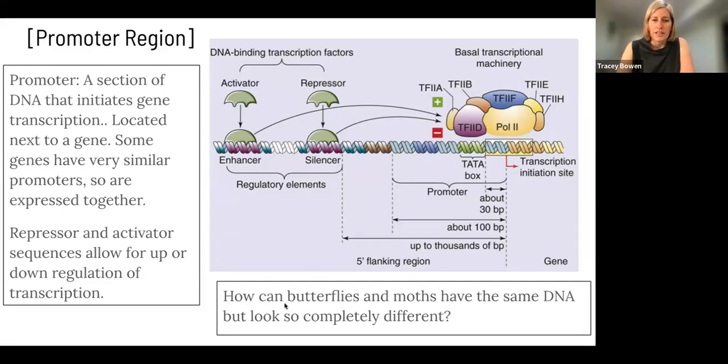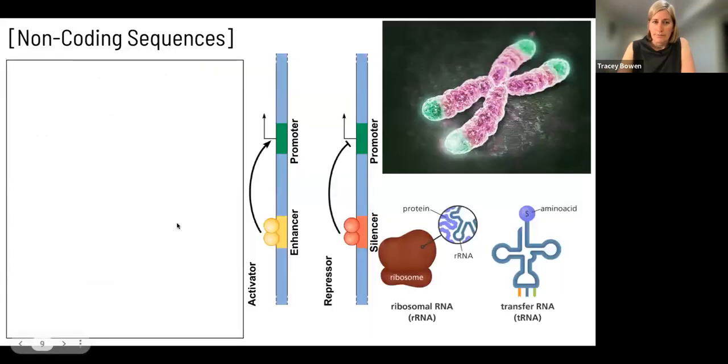And I wrote this question here: how can butterflies and moths have the same DNA but look so completely different? But the reality is butterflies and moths are two totally different species, so they don't have the same DNA. That should have said butterflies and their respective caterpillars. What's going on there is that when a butterfly is in a caterpillar stage, certain genes are being transcribed, and that changes when they turn into butterflies. Some become silenced and some become enhanced. What genes are being expressed is going to be different in those different stages of that organism's life.